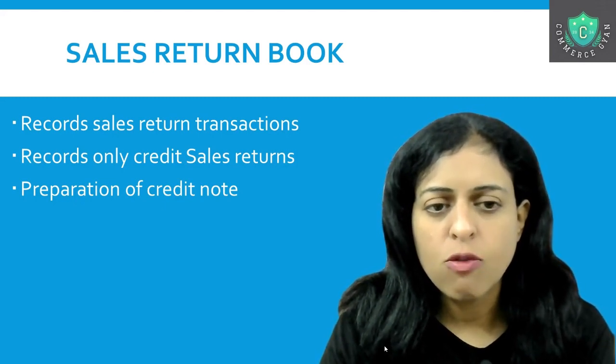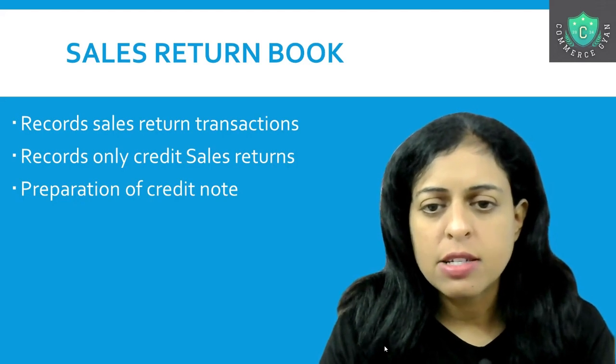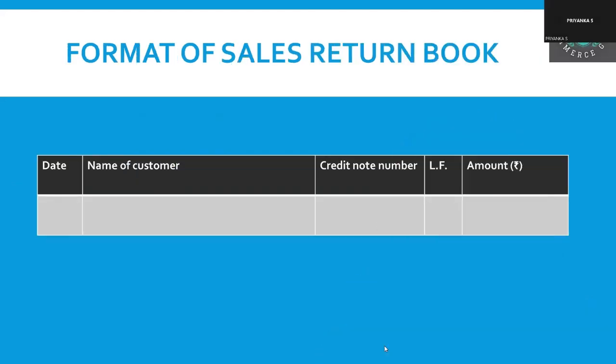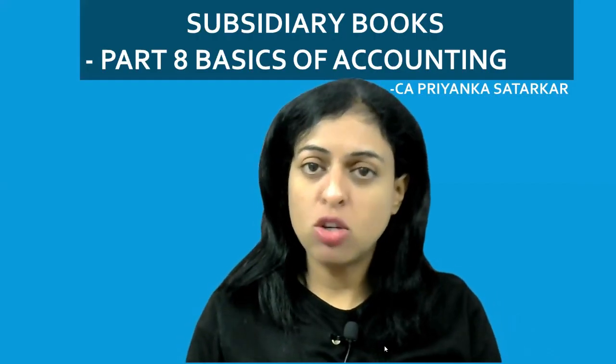Now let's see what is the format of the sales return. So here you can see the format. You have date, name of customer, credit note number, ledger folio and amount. It's very simple. One format you learn, the only thing you have to alter is the customer or supplier, and whether it is a note number depends on what type of subsidiary book you're writing. Depending on that, we have debit note number, credit note number, inward invoice number, outward invoice number, whatever the case is. So that's the end of the theory part of subsidiary books.